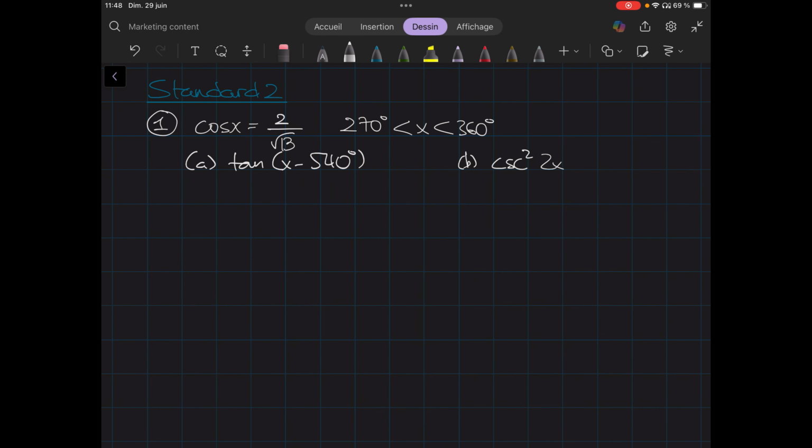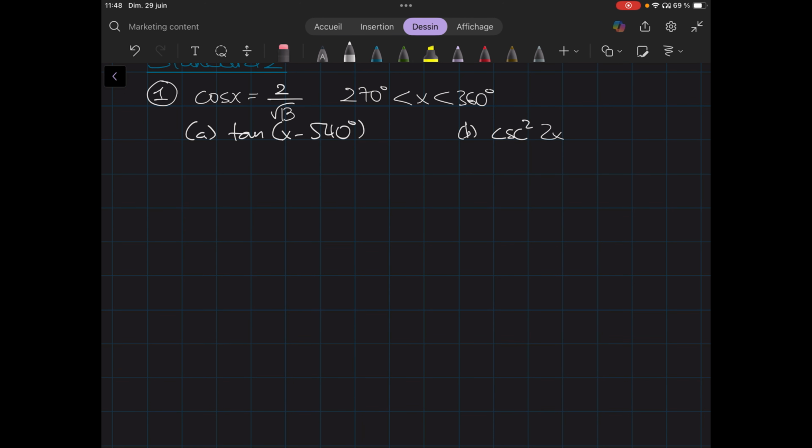Now we'll move on to standard 2, trigonometric equations and identities. Question 1. We're given that cos of x is equal to 2 over root of 13 and x is in the fourth quadrant. We are then asked to find the values of the two trig ratios. Let's start with part A.